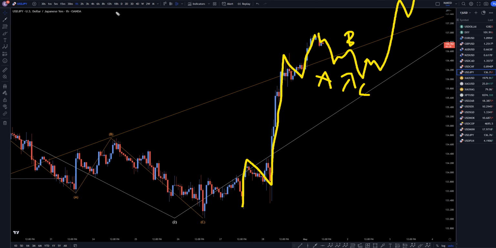Higher time frames, like I said, we believe we're going up for a big wave C. So, shorter time frames, we're just going to continue to look for longs in an uptrend while we learn if this really is a wave C or whether it just keeps on trending up.